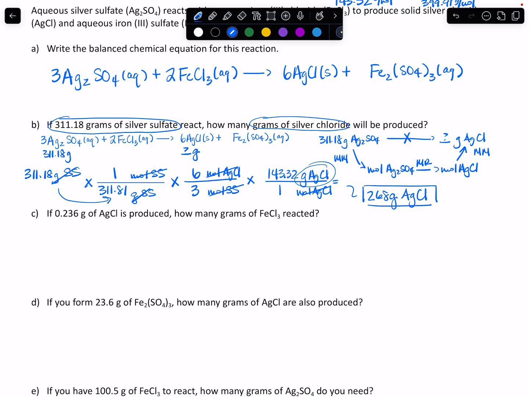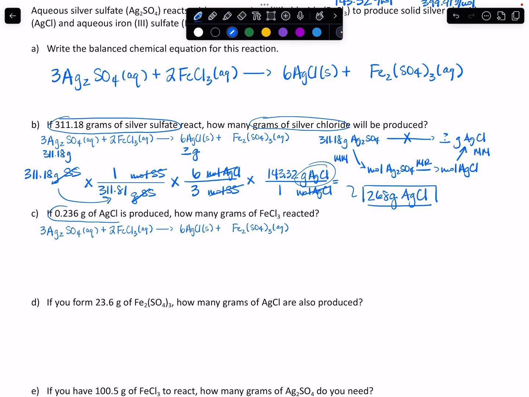All right, so you can see it's the same pattern of problem solving that we have been doing. We are canceling units. So we need to put the unit that we're trying to cancel in the bottom of our conversion factor and the one we're trying to reach in the top. All right, so let's try another one. We'll put our equation down here again. If 0.236 grams of AgCl is produced, how many grams of FeCl3 must have reacted?